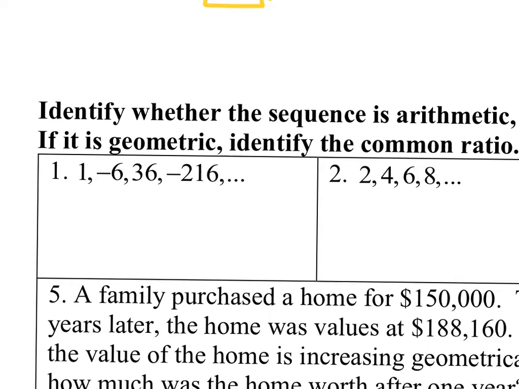To check geometric, what you need to do is divide negative 216 by 36, and I get negative 6. And I divide 36 by negative 6, and I get negative 6. Negative 6 divided by 1 is negative 6. So all of these are the same, which is negative 6. So the common ratio is negative 6. So it is geometric.